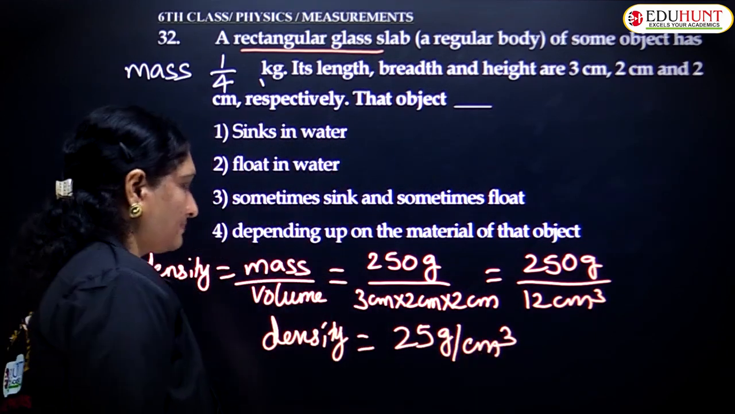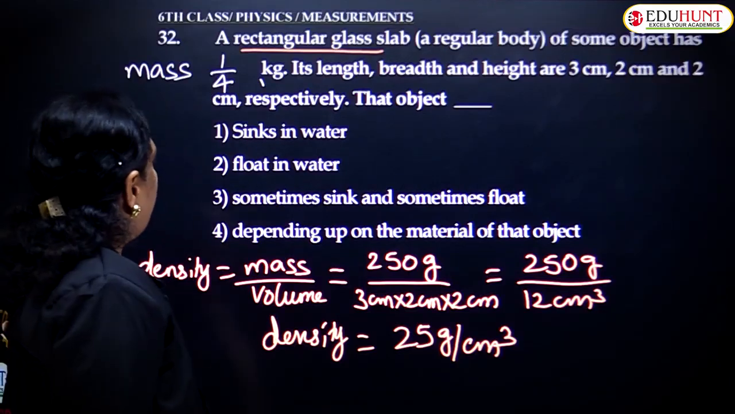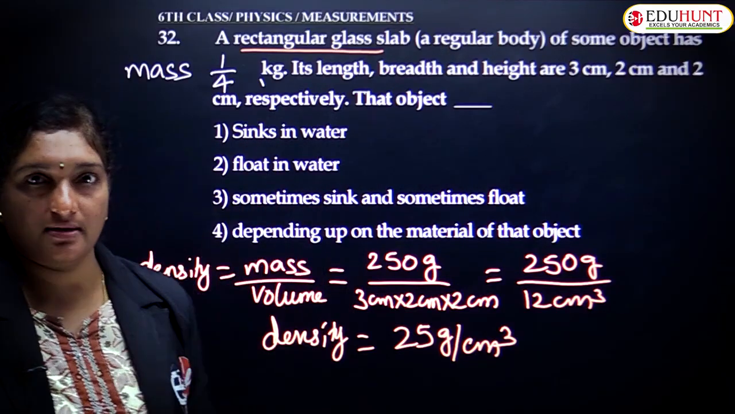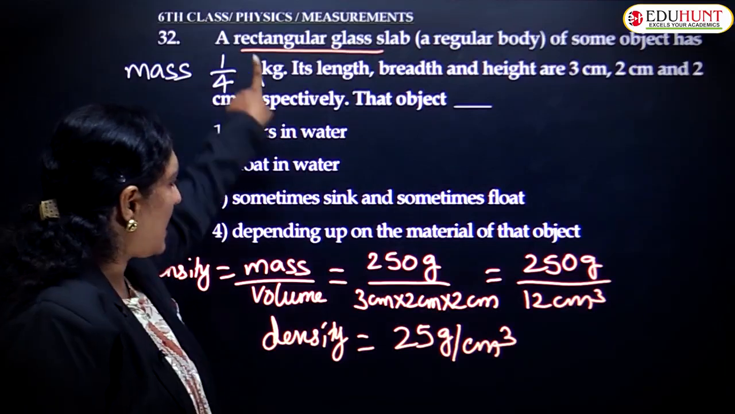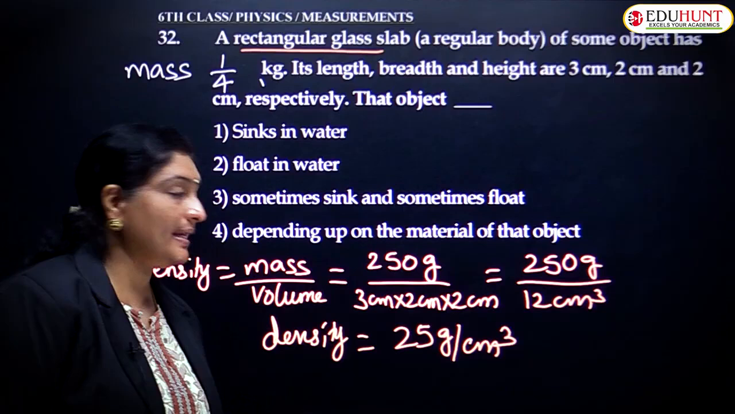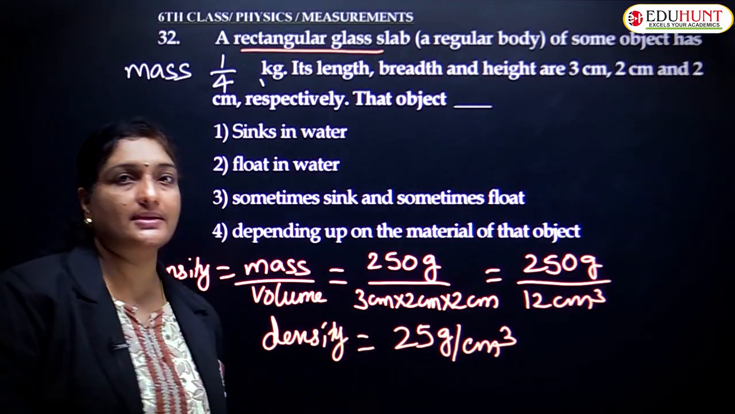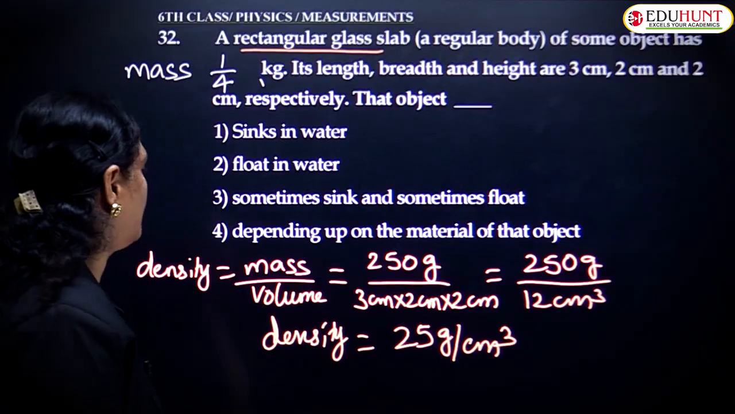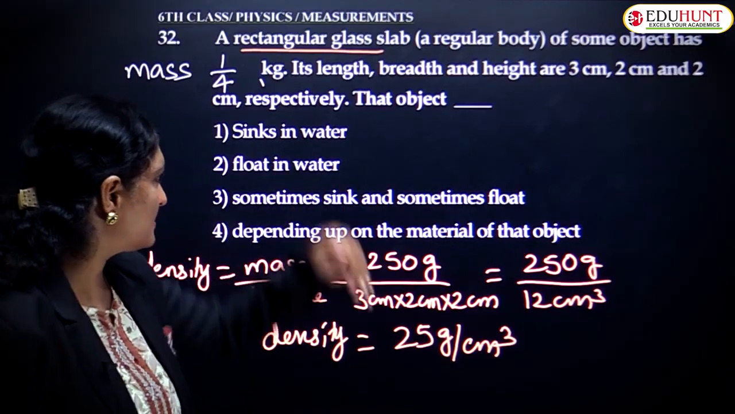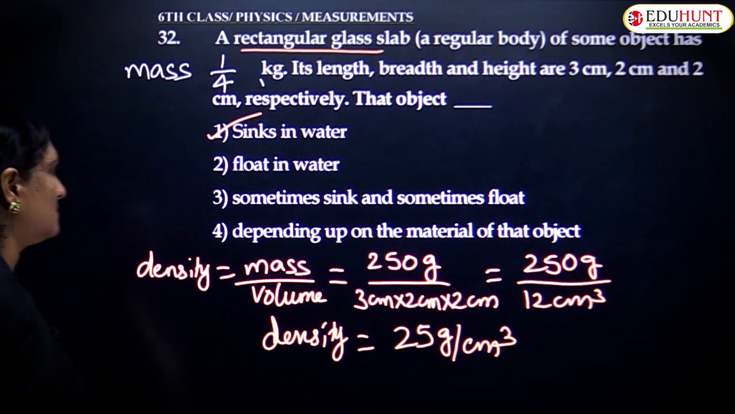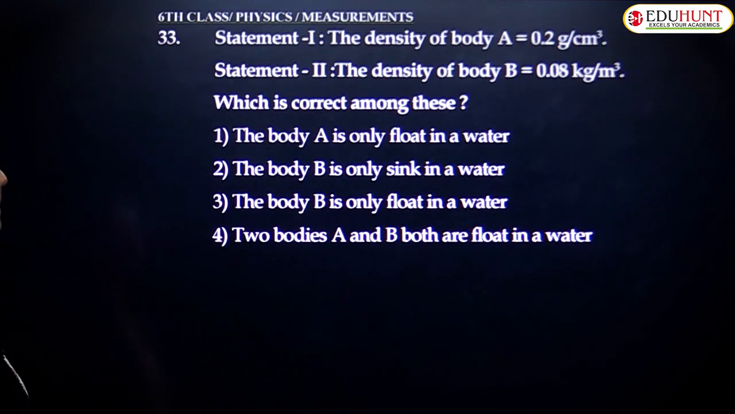Isn't it, children? Yes. But generally the density of water is 1 gram per centimeter cube, and this glass slab's density is 2.5 gram per centimeter cube. So clearly the density of the glass slab is greater than the density of water, which is 1 gram per centimeter cube. Hence this glass slab will sink inside the water. Okay, that's all.